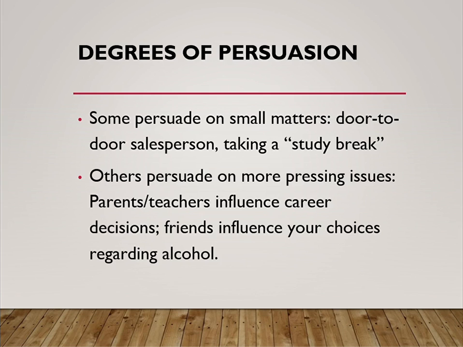Degrees of persuasion. Degrees of persuasion means at what level do you persuade somebody. So some people persuade on small matters, for example, the door-to-door salesperson, taking a study break, while others persuade on more pressing issues. For example, your parents or teachers influence your career decisions. Some friends influence your choices regarding alcohol or smoking. And persuasion is something that we do without us realizing it at so many different levels.